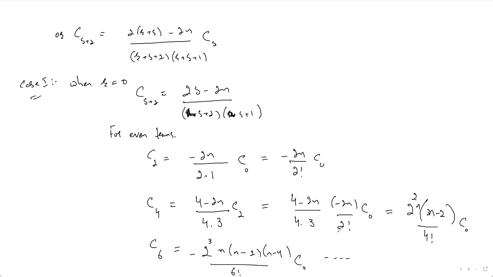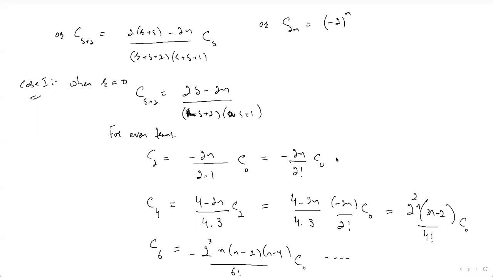So if I ask you what will be the general term, the general term after c6 will be c2m. I am taking 2m because we are taking the values like 2 into 0, 2 2s are 4, 2 3s are 6. So all these values. So c2m in general is equal to minus 2 raised to power m.